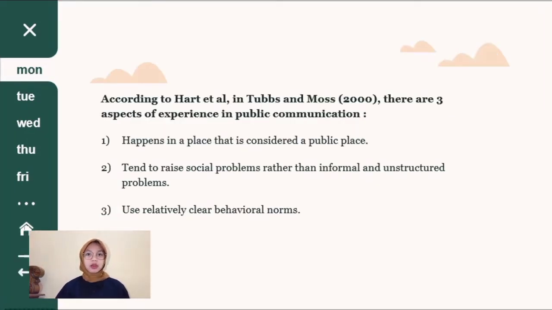According to Hurt et al., there are three aspects of experience in public communications. The first one is that it happens in a place that is considered a public place, and the second one is that it tends to raise social problems rather than informal and unstructured problems. And the last one is that it uses relatively clear behavioral norms.